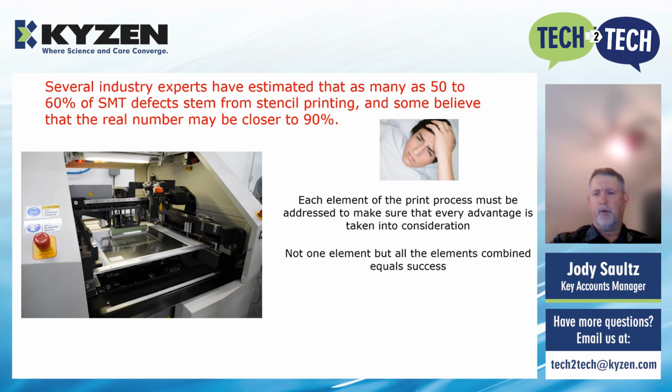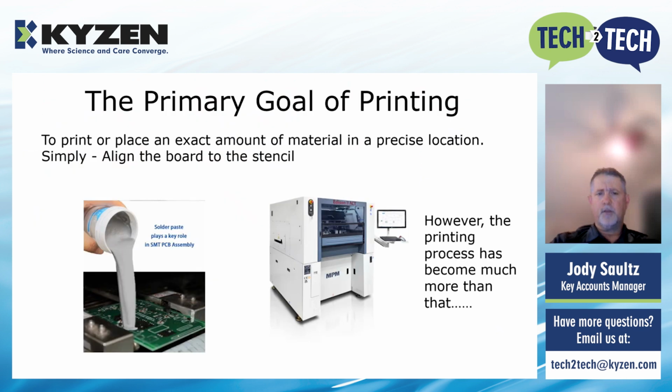Each element of the printing process must be addressed to make sure that every advantage is taken into consideration. Not just one element, but all elements combined equal success. The primary goal of printing is to print or place an exact amount of material in a precise location. It seems simple, but in most cases, it's where most of the defects come from. Simply align the board to the stencil and press go. However, in most cases, the printing process has become a little bit more than that.